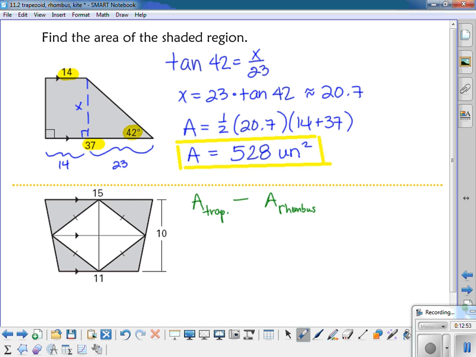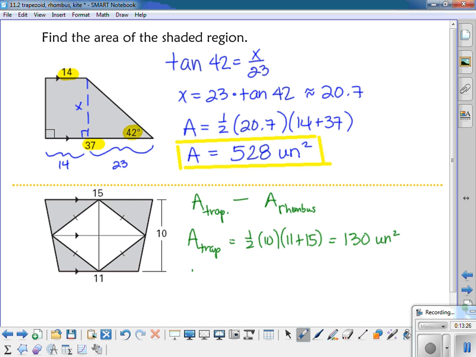So the area of the trapezoid is 1/2 the height, which is 10, and the sum of base 1 plus base 2, so 11 plus 15. 11 plus 15 is 26, so 1/2 times 10 times 26 comes out to 130 square units.